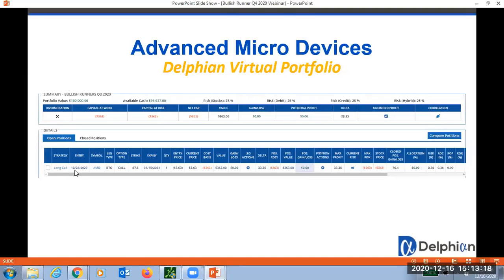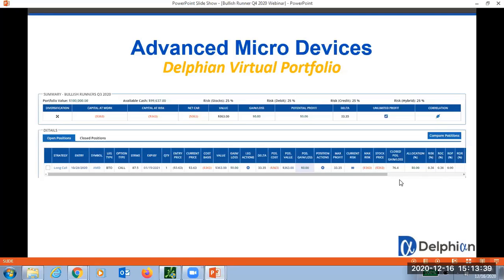So it shows you the long call, my entry date, AMD, I buy to open the 87.50 call, January expiration date. I just bought one, and it gives you your prices and things. It also shows you your risk percentage, your return on profit, and some other different factors that you might want to look at as well.